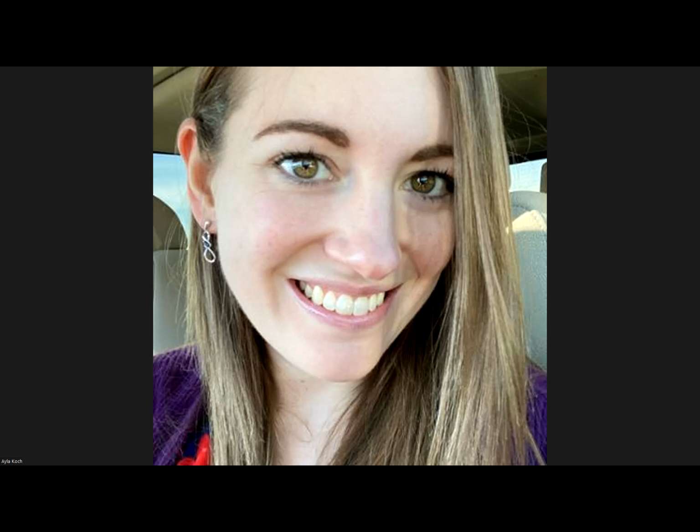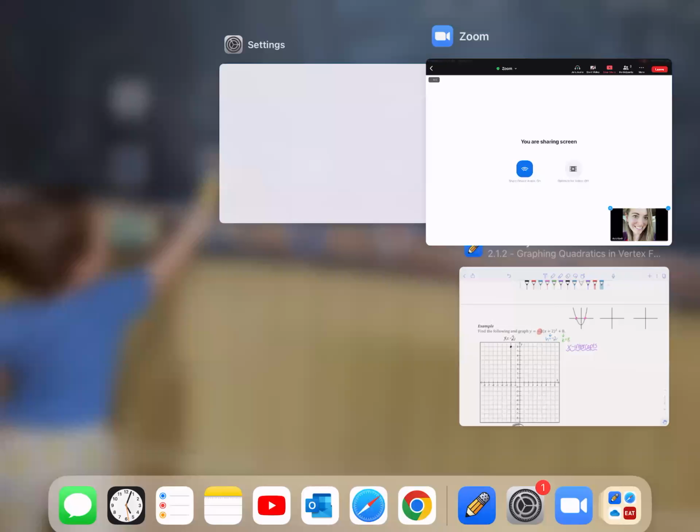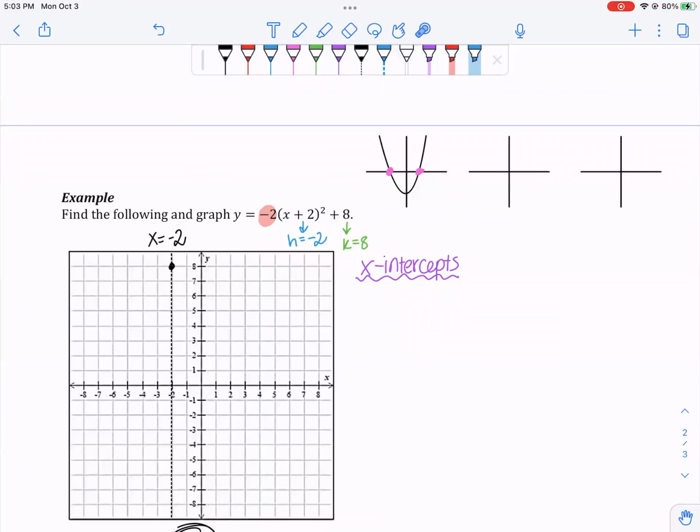I don't know why that stopped sharing. You need to reboot this device. Why don't we not do that? Give me a sec. Let's see. There we go. Hopefully it's not going to crash on me.